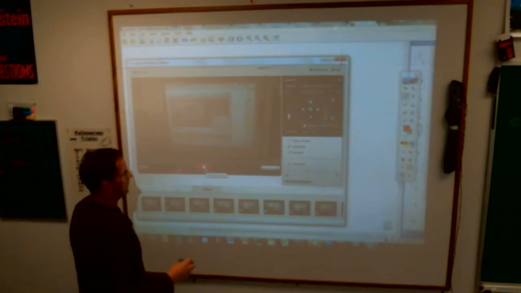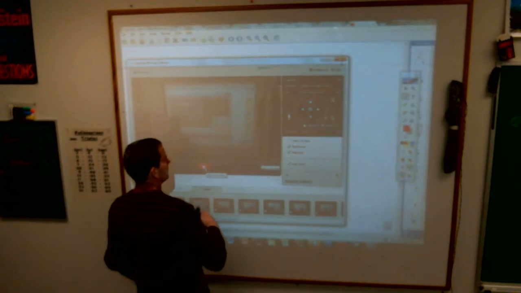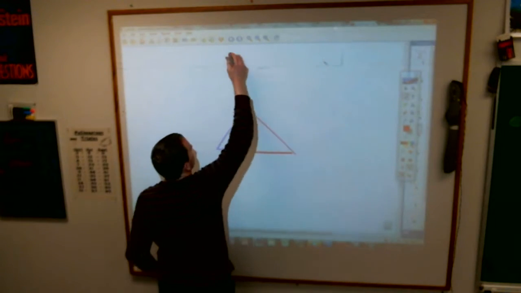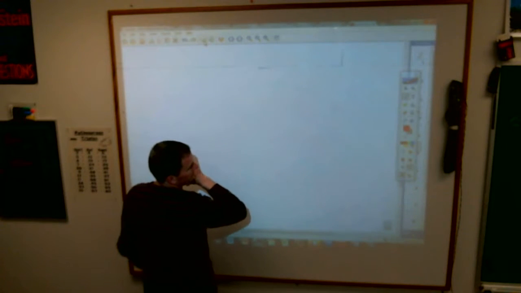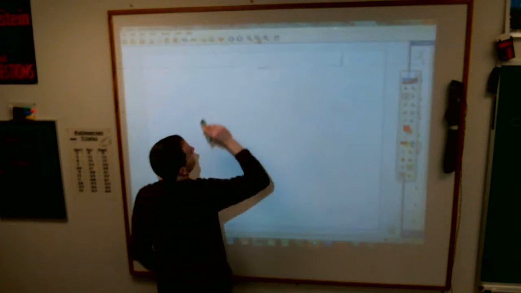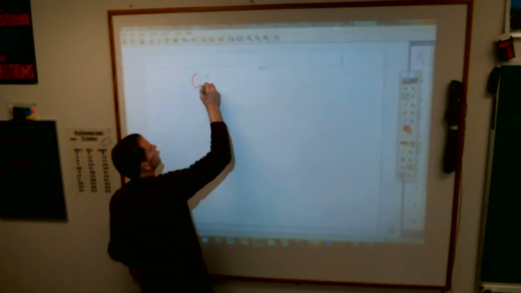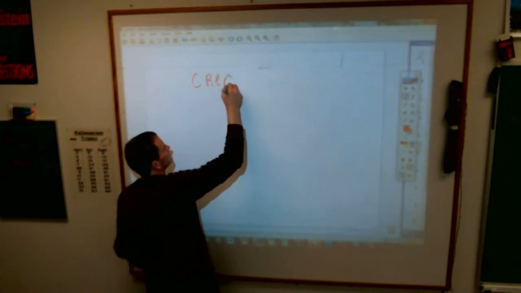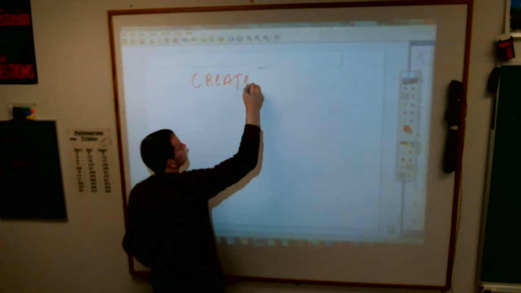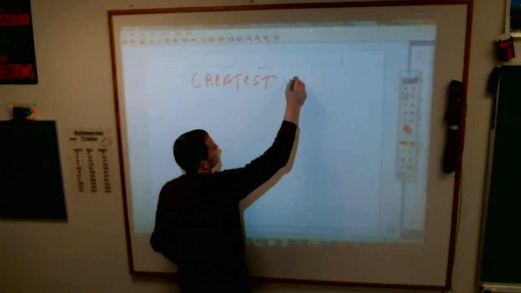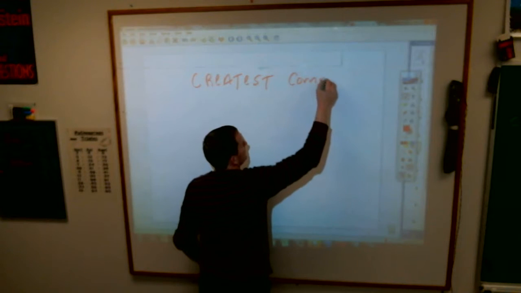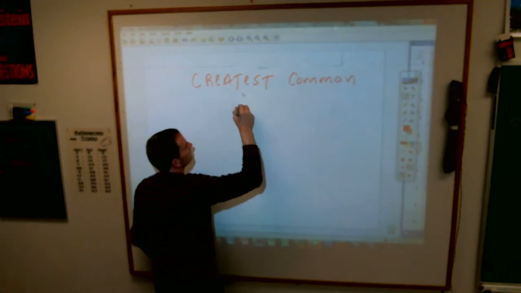Oh yeah, under... blank piece of paper, and it's called the greatest common factor. Greatest common factor.